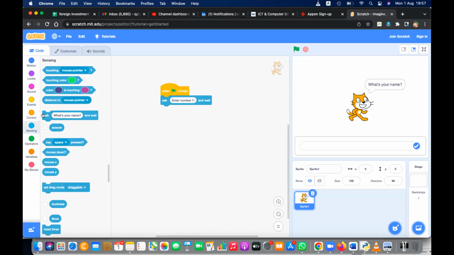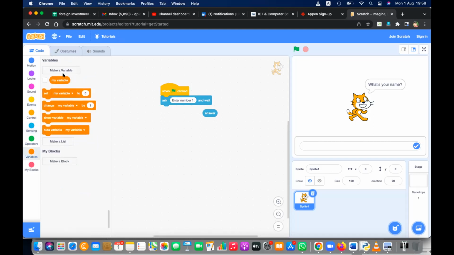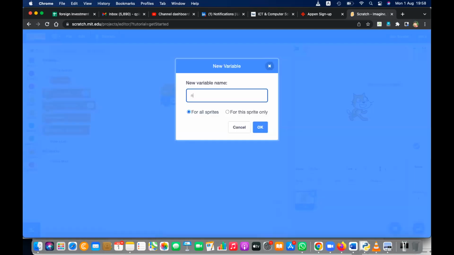So just underneath, just ask. Underneath of this, you can see answer. This answer I'm going to save. To save something, you need a variable. To save it in the memory, you need variable. So let me go to the orange color one, variable. Make a variable, let's say n1. n1 is the variable name. n1. Click OK.